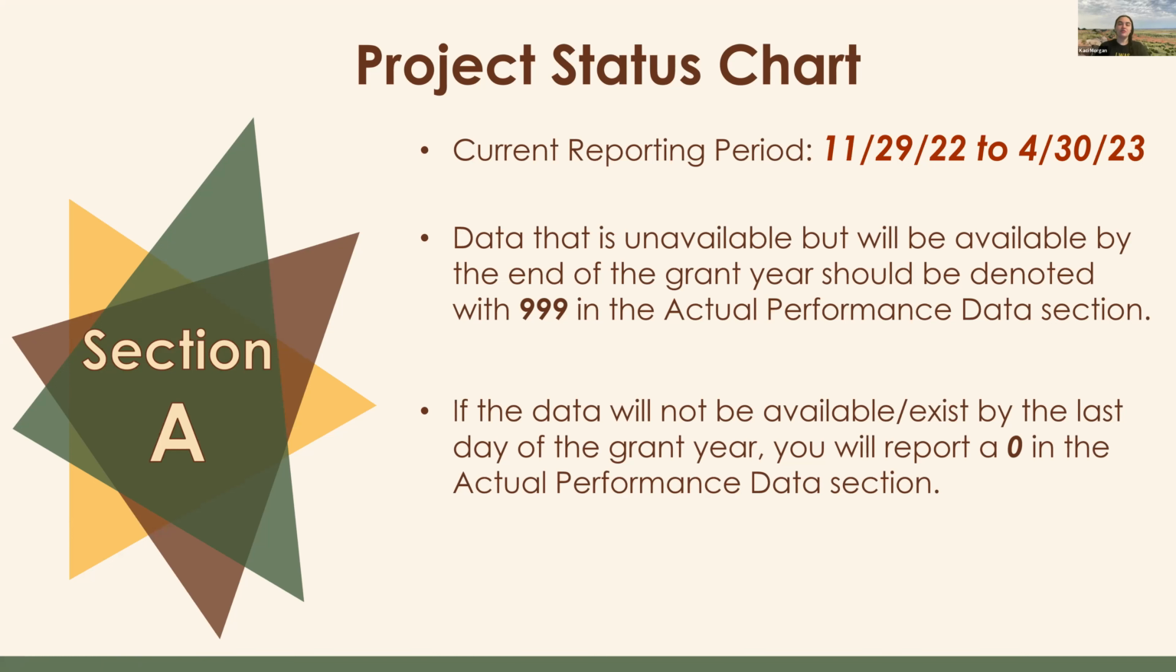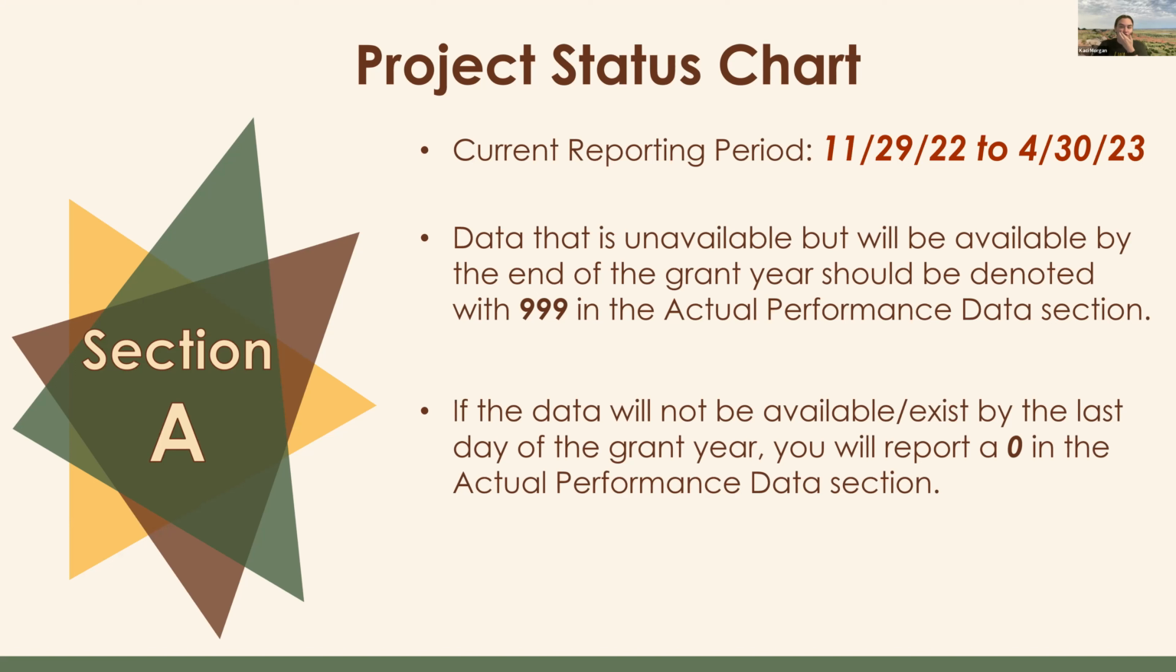Okay, we will go ahead and move into section A, which is where your data lives. The purpose of the project status chart is to demonstrate the progress that your project has made towards your approved project objectives. Remember that your project objectives that you report on should be the same ones that you reported on from last year that have been approved. You'll want to include the exact wording from the previous APR.